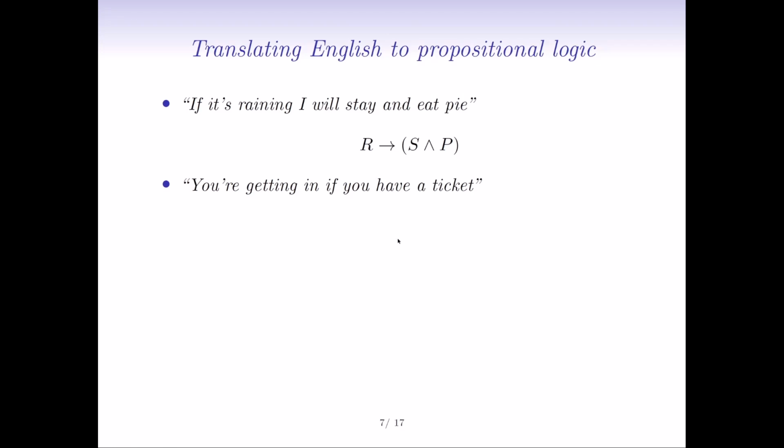Okay, next example. You're getting in if you have a ticket. Well, we can definitely isolate two propositions in this sentence. T, let's say, for you have a ticket, and let's say G for you're getting in. But you can look at the structure of the sentence here. It says, you're getting in if you have a ticket. Another way of saying that is, you could write it the other way around and say, if you have a ticket, then you are getting in. So the most natural way, I would say, of translating this sentence is simply as the implication, T implies G.